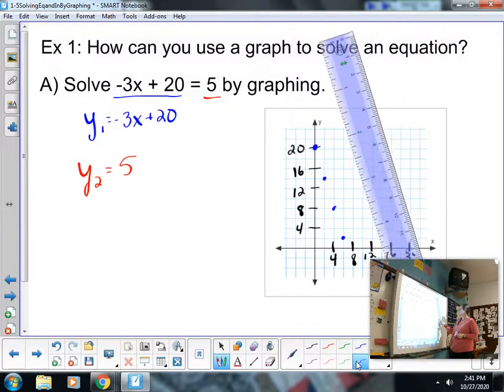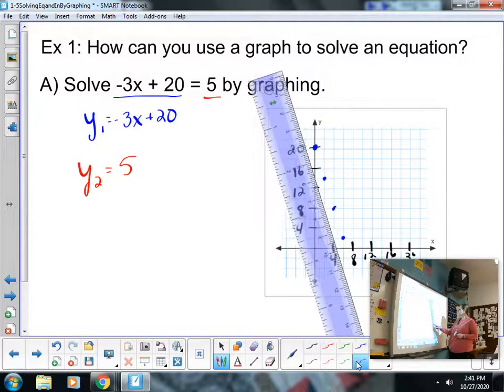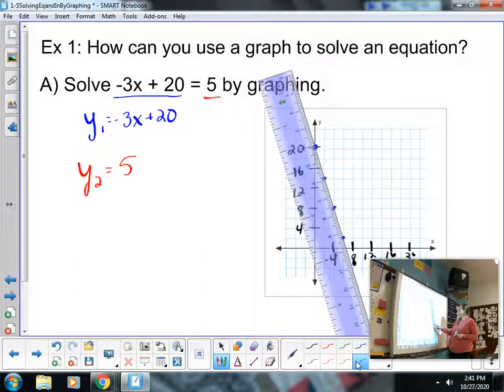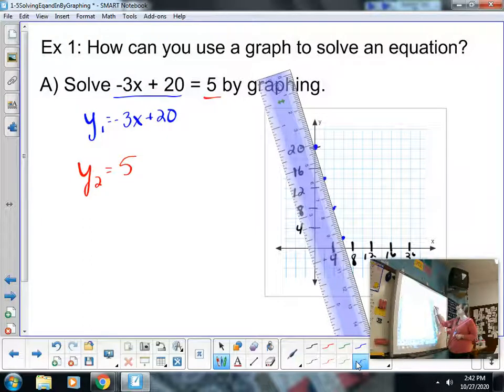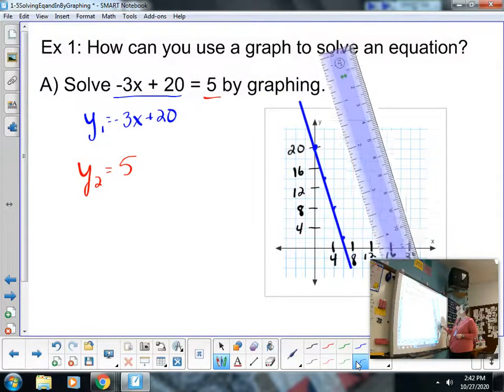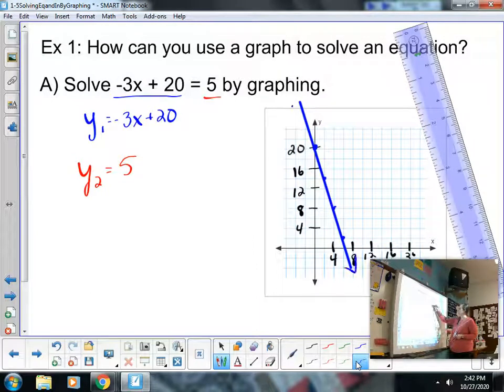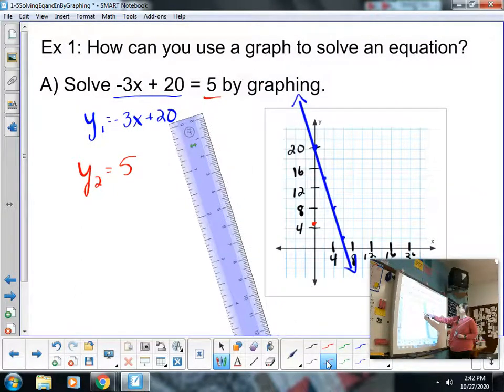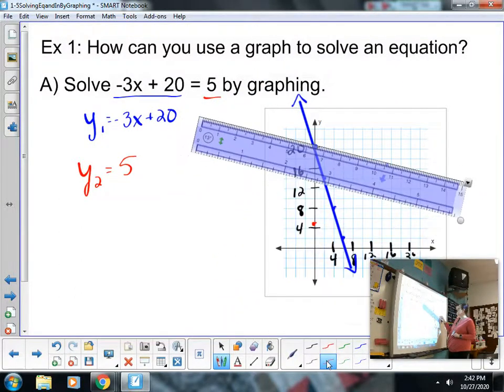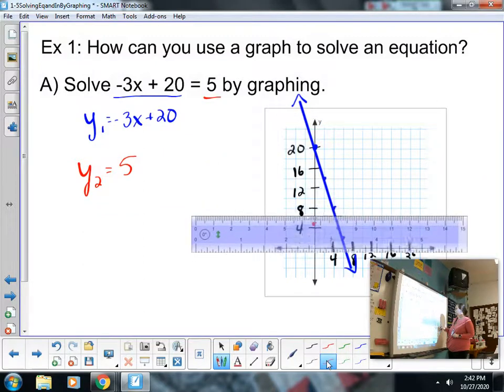It's a good idea to make this go as far as you possibly can, especially because it's common with these types of questions to have to extend beyond in order to get a good picture. So now my second line, I have y2 is equal to 5. That is going to be a horizontal line at a height of 5. So I'm going to take my ruler and draw in my line of 5.